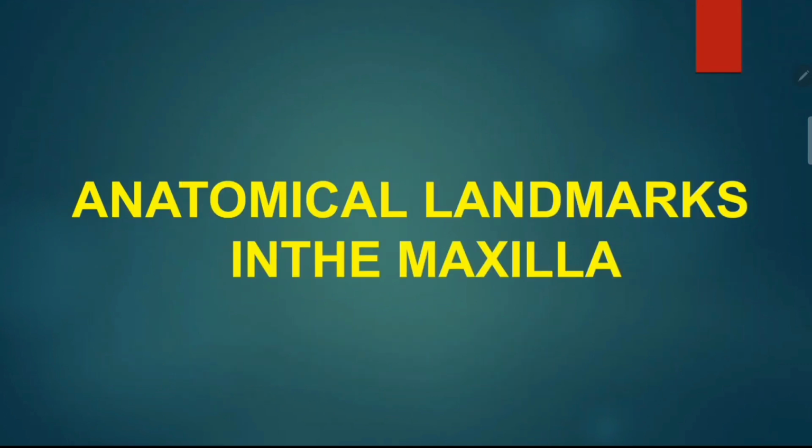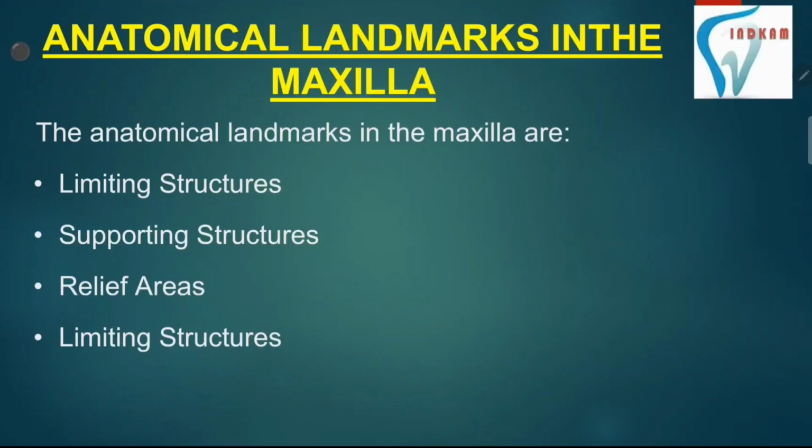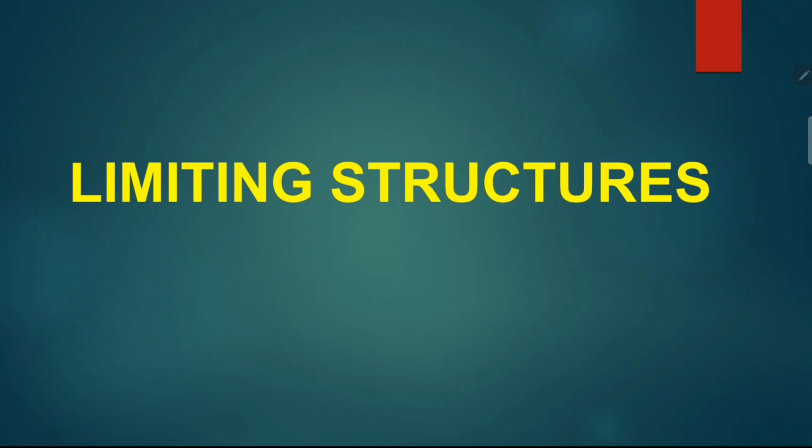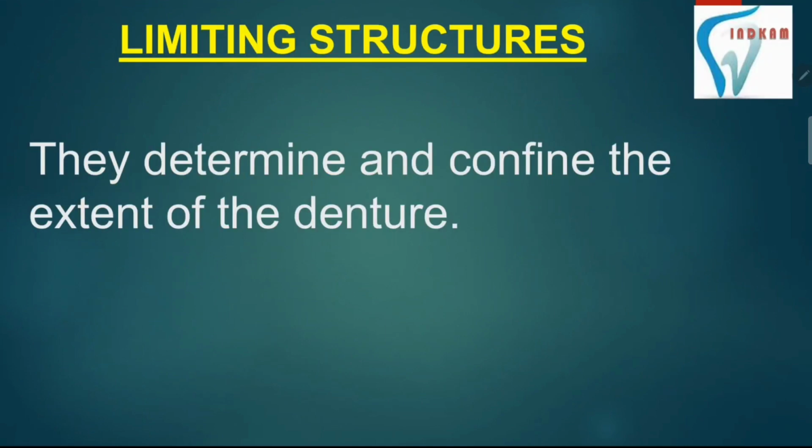So, let's start with anatomical landmarks in maxilla first. The anatomical landmarks in maxilla can be divided into limiting structures, supporting structures, and relief areas. First, we'll be studying about limiting structures. So, what are limiting structures? Limiting structures are those structures which determine and confine the extent of the denture.